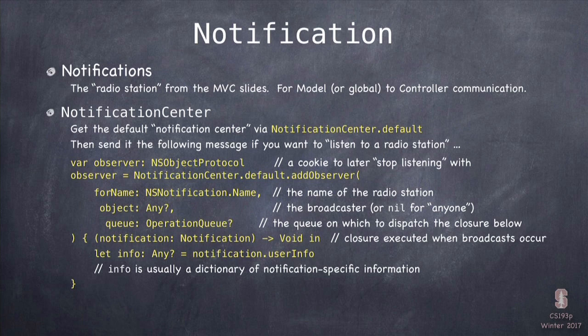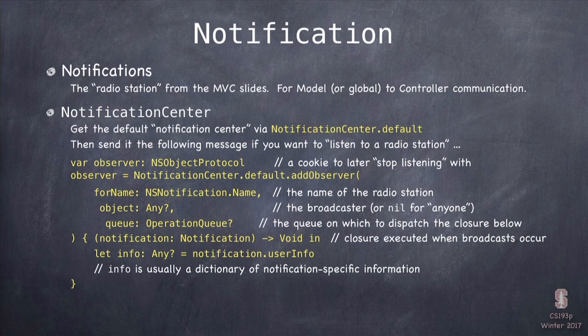So first let's talk about how you sign up to listen. You want to listen to a certain radio station. It's done with this method that you send to the default notification center called addObserver. So addObserver means I'm listening to this radio station. And it has three arguments. The first one, for name, is the name of the radio station. The type of that is NSNotification.Name. I'm going to talk about that in a second, but that's just the name of the radio station you want to listen to.